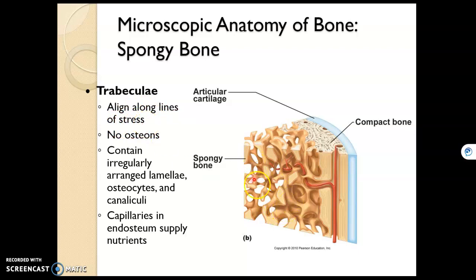Red bone marrow may exist in spongy bone, although it's not shown here. Spongy bone is this entire tissue, including the trabeculae, the bone part, and then all the space with red bone marrow if it exists.